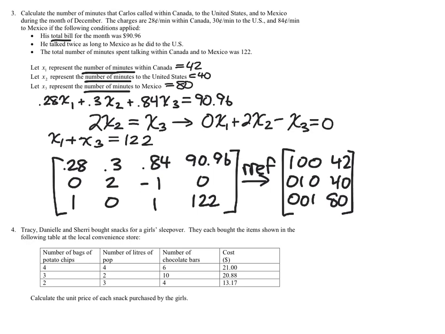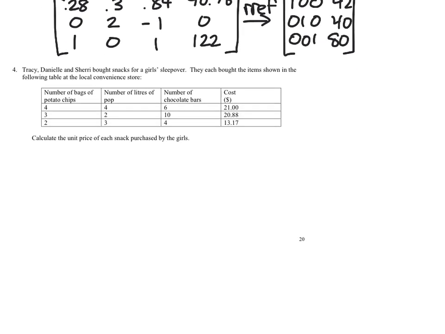So the next one, Tracy, Danielle, and Sherry bought snacks for a girls' sleepover. They each bought the items shown in the following table at the local convenience store. All right, number of bags of potato chips, number of liters of pop.